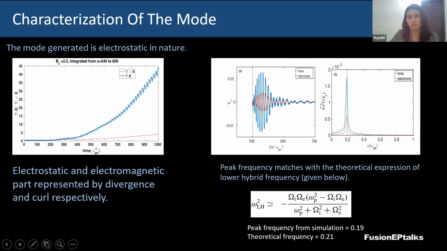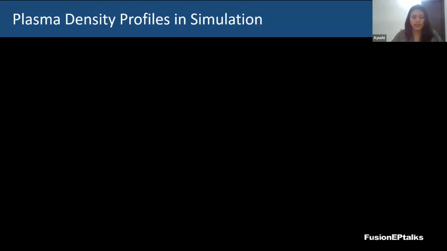When we perform a Fourier transform of this mode, we observe that ions and electrons move together with different amplitudes, but the frequency of their oscillation is the same. And the frequency of their oscillation matches very well with the theoretical expression of the lower hybrid frequency. So from this, we confirm that the mode excited in the plasma is a lower hybrid mode.